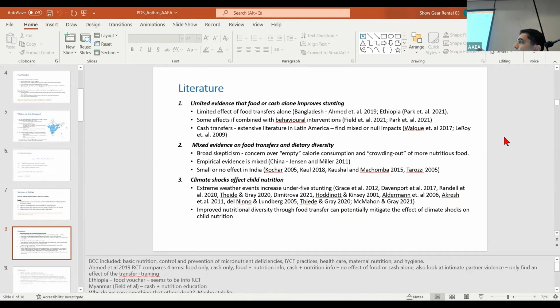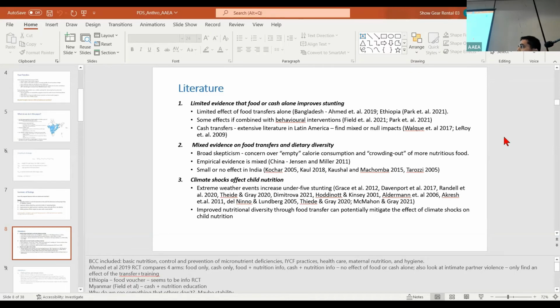We make 3 main contributions. First is that we're showing food transfers alone can improve stunting. The previous literature has mostly shown that transfers need to be complemented with a behavioral intervention component, and transfers by themselves have limited impacts on stunting. But here we are finding that food transfers by themselves have large effects on stunting. And second, we show that food transfers improve dietary diversity.